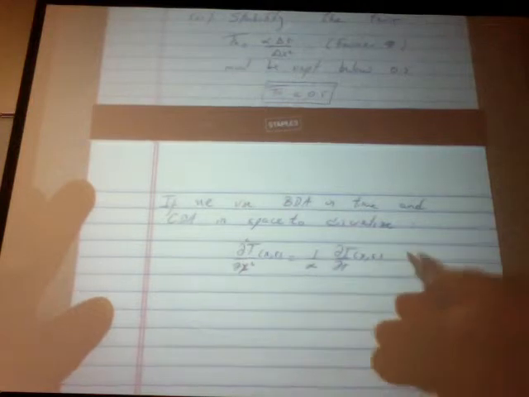So, what if we use backward differencing approximation in time and central differencing approximation in space to discretize? Again, we're dealing with a 1D diffusion equation, heat diffusion equation.